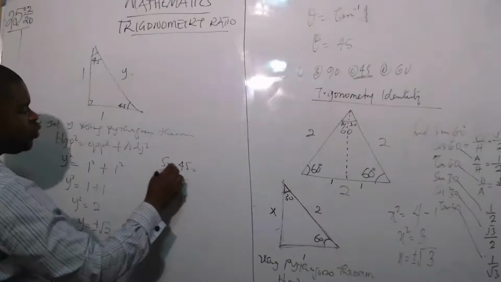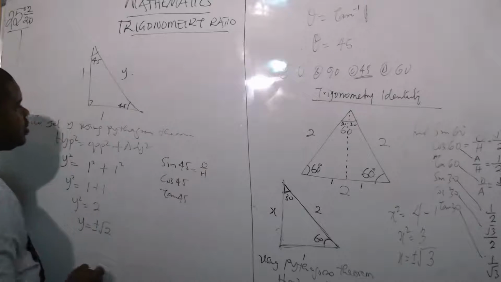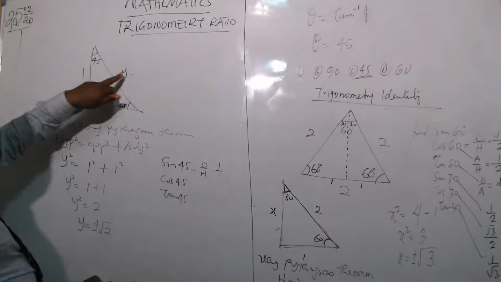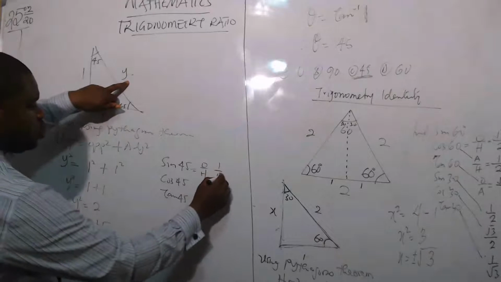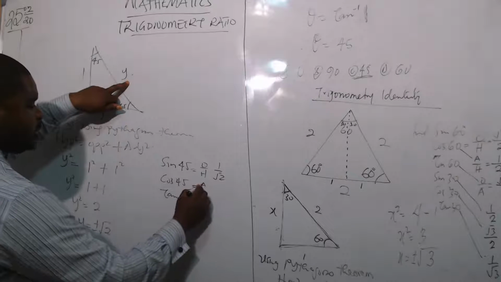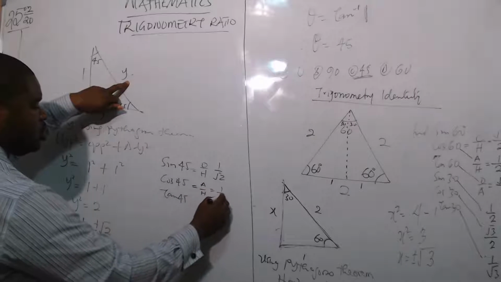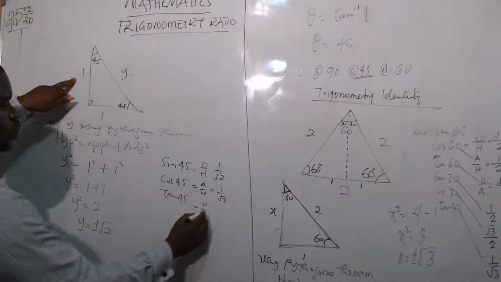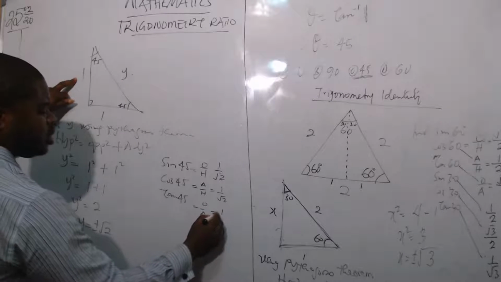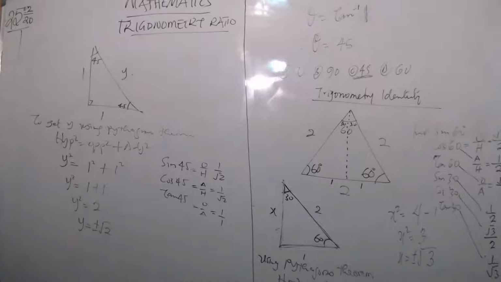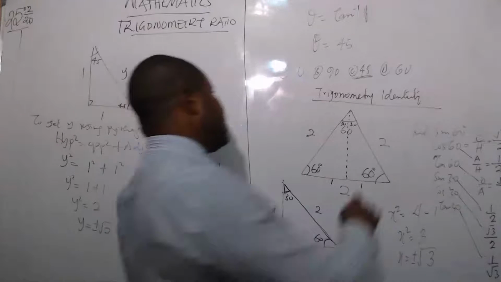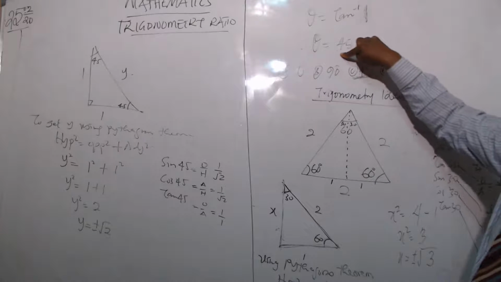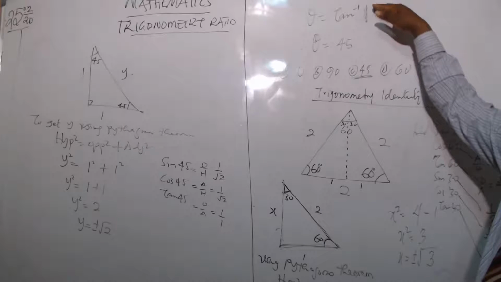Now for 45, we said sine is opposite over hypotenuse. Opposite is 1, hypotenuse is root 2. Cos is adjacent over hypotenuse, 1 over root 2. Now for tan, opposite over adjacent. Opposite is 1, adjacent is 1. So 1 divided by 1 is 1. And then I say the inverse of tan 45 is 1. So I don't need a calculator to get this.